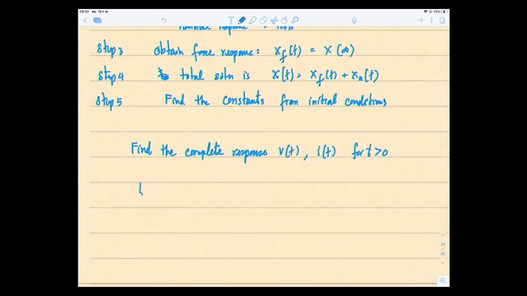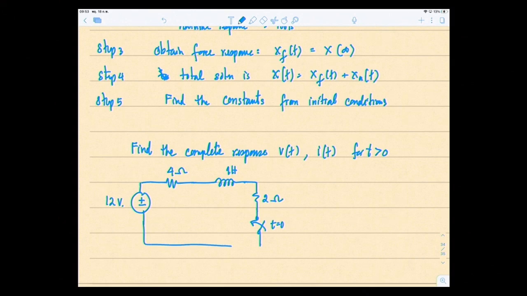So here is the circuit. The source is 12 volts, constant value, DC value. Then 4 ohms, 1 henry, 2 ohms, switch at t equal to 0. And this is the voltage V across this capacitor. And the current I is here.